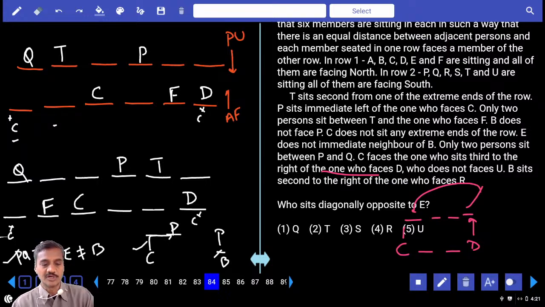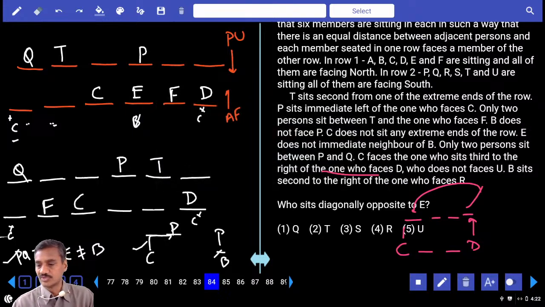And P is not opposite to B. As P is not opposite to B, B cannot be at this place, isn't it? As B cannot be here, B must be in these 2 places. But as B and E are not adjacent to each other, E must be at this place. Follow here. Because B and E are not adjacent, if B is here, E is here.